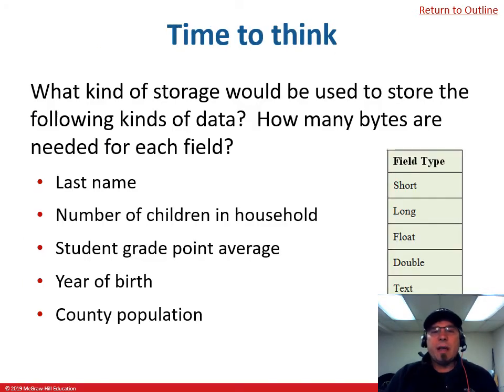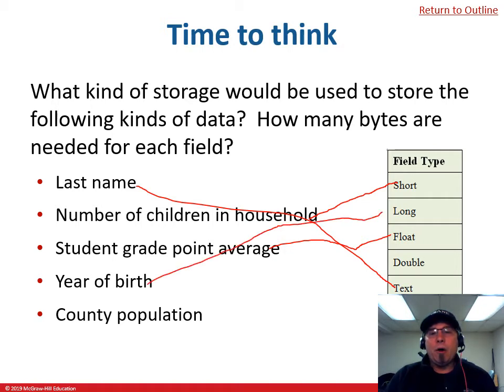So here's some examples. What would you use for your last name? Well, that's text. So you would obviously use text, right? All right. Number of children in a household. Well, let's hope that people aren't having exponential amounts of children, so you probably use short. Student's grade point average, well, that can go out a few decimal points. So, maybe float. Oh, okay, year of birth, that would probably be long. And county population, that would either be float or double.